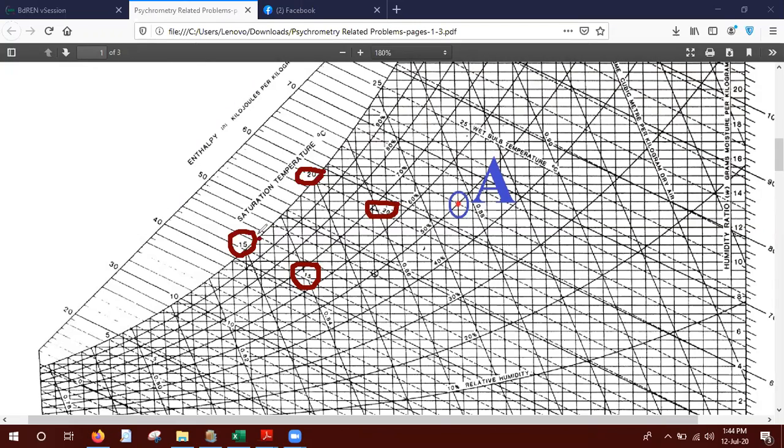So the next line will be 16. This will be 17 in the dew point. This will be 18 in the dew point. This will be 19 in the dew point. So we need to calculate according to that.